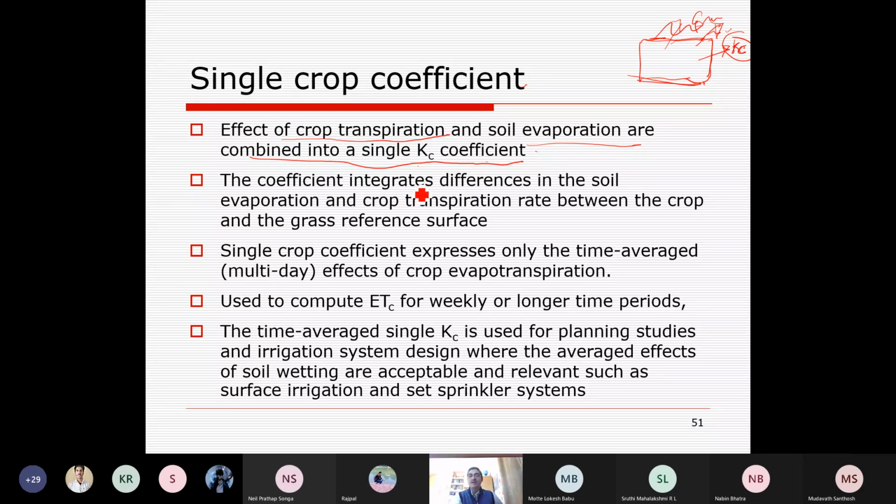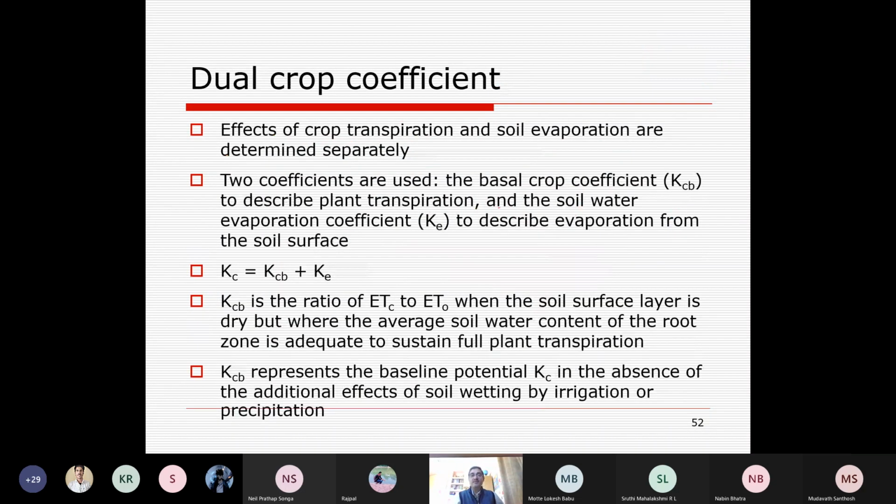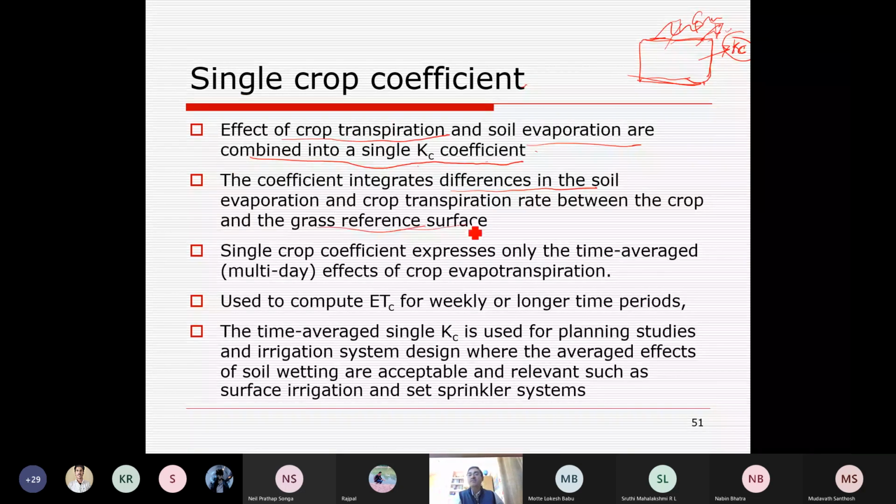The coefficient integrates differences in soil evaporation and crop transpiration rate between the crop and the grass reference surface. It means it is used to multiply with ET0, that is a reference grass condition. So this is simply Kc, which is trying to manage this condition of alfalfa grass with respect to the actual crop, that is giving you ETc.